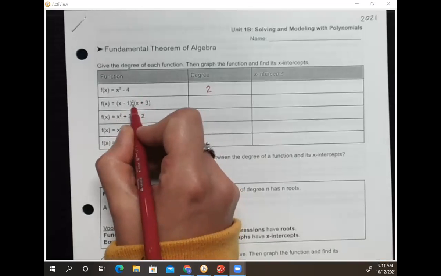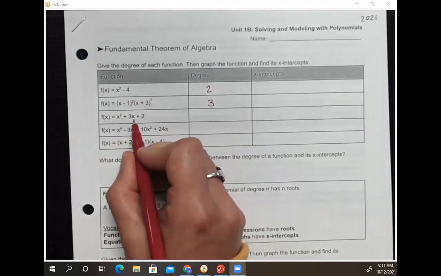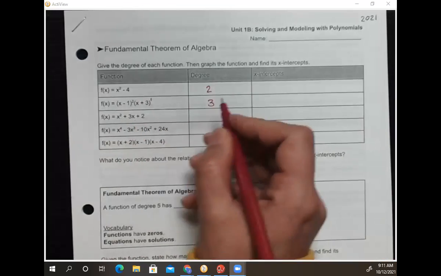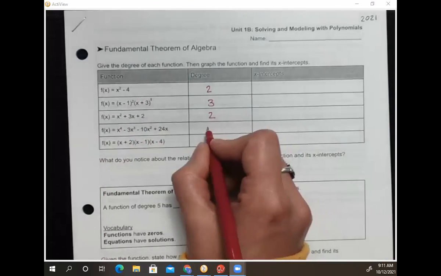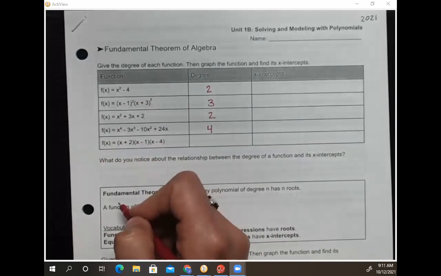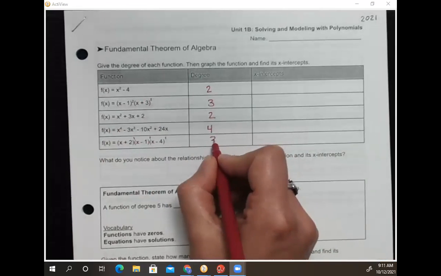3. This one's in factored form, so we add the exponents. 2 plus 1 would be 3. How about my third function? 2 again. This next guy? 4. And the last one here. Add the exponents. 1, 2, 3.